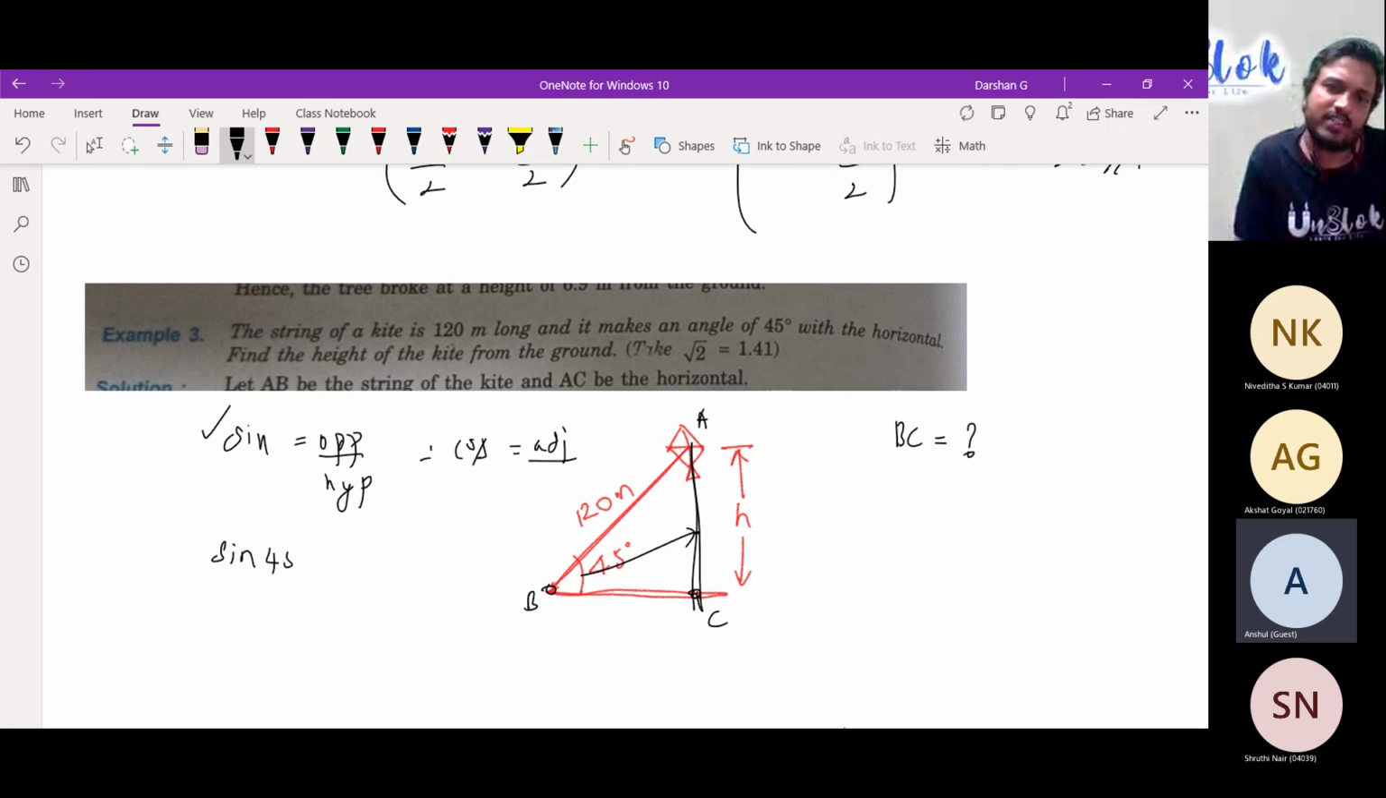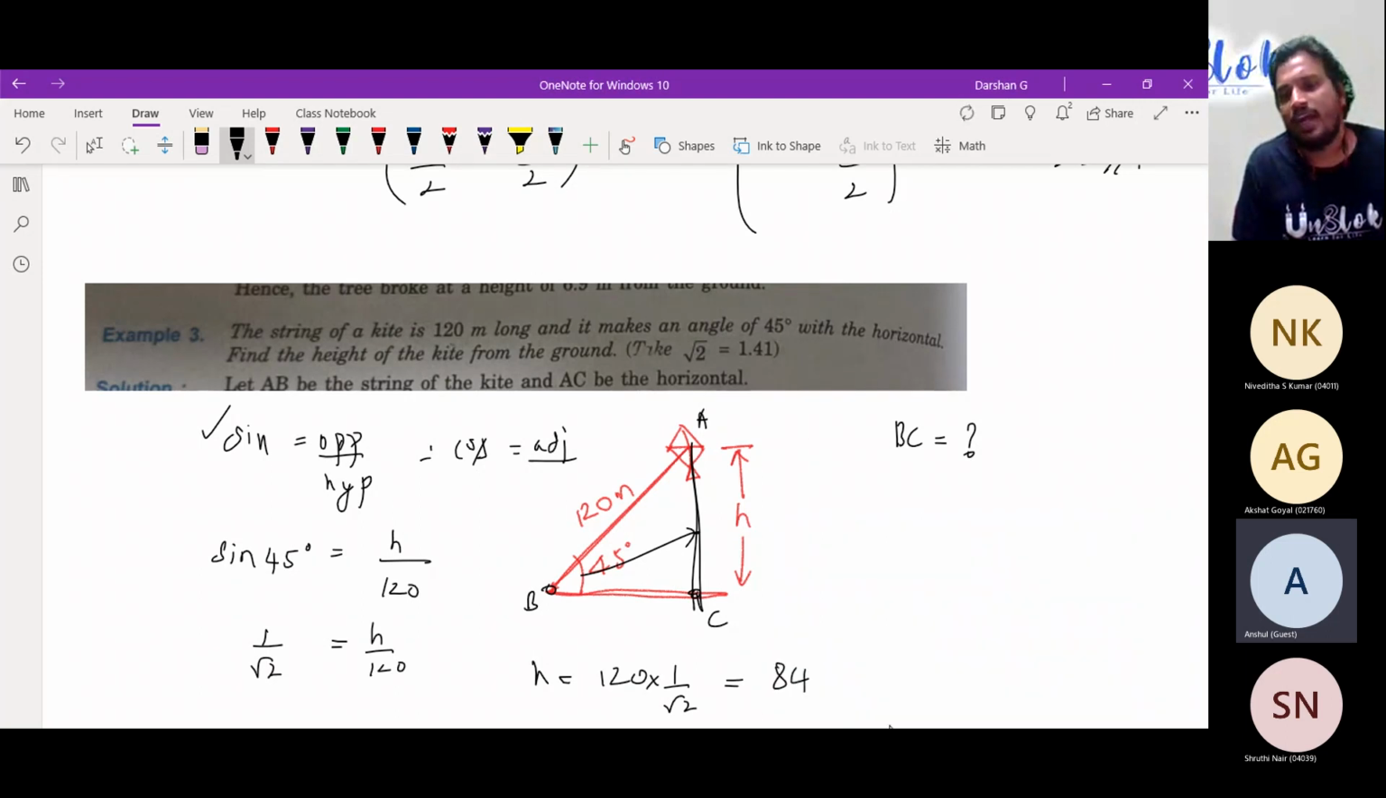So sine 45 degrees equals opposite. Opposite is h divided by hypotenuse, which is 120. So sine 45 is how much? 1 by root 2 equals h by 120. So h will be equal to 120 into 1 by root 2. So you can put this thing and find the answer. The answer is coming at around 84.6 meter.